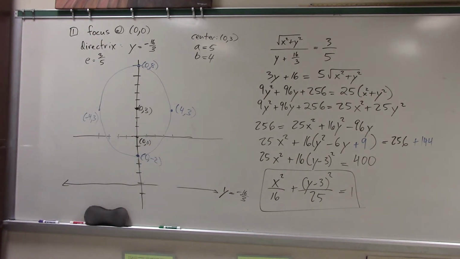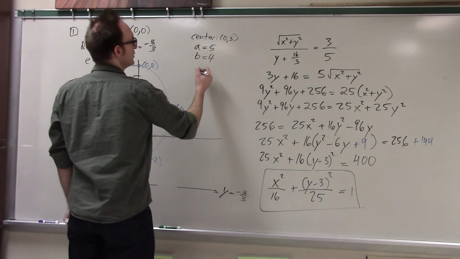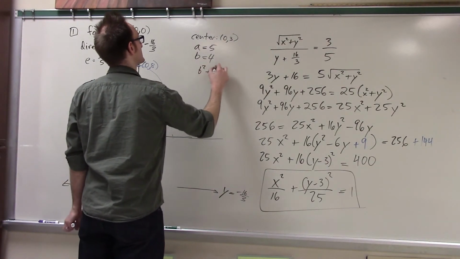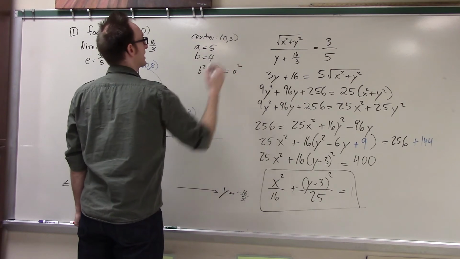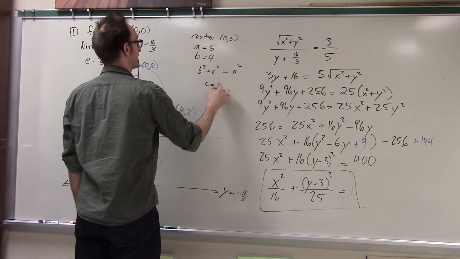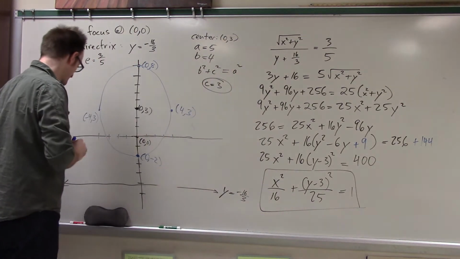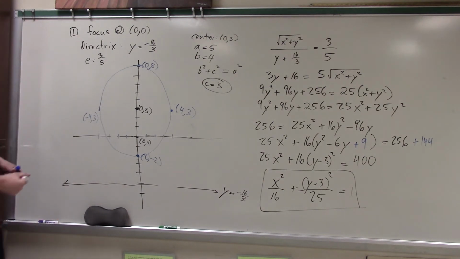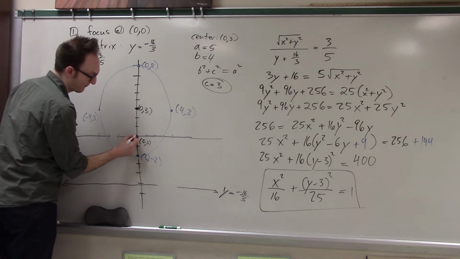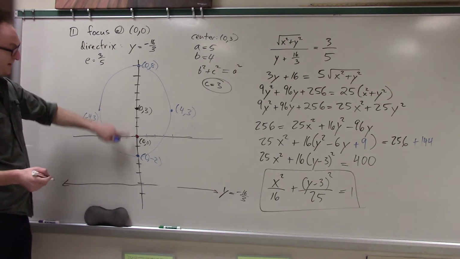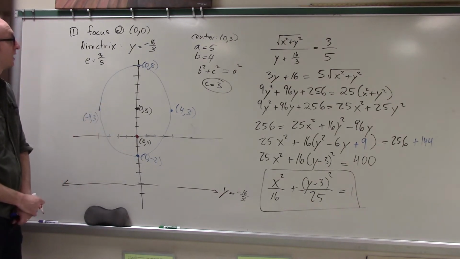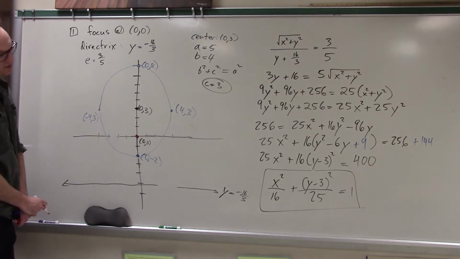And in any ellipse, it's true that b squared plus c squared equals a squared. And so in this case, c is 3, so that's what I expect. And that's just totally true, right? Because look, here is my focus, and it is exactly 3 away from the center. So this tells me kind of everything I need to know.